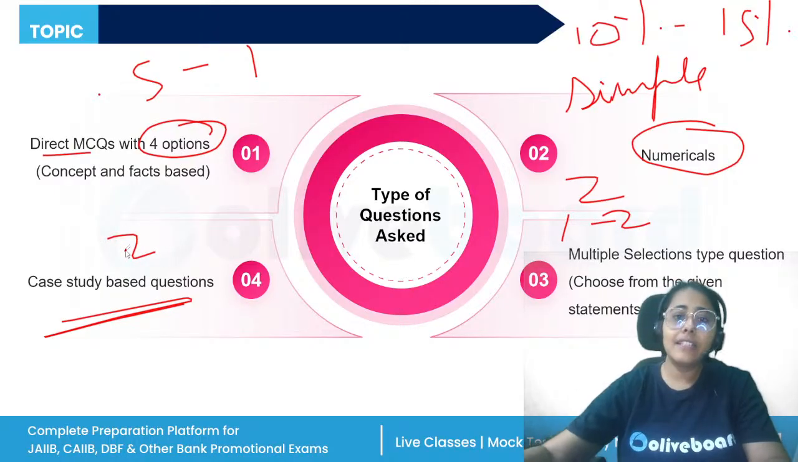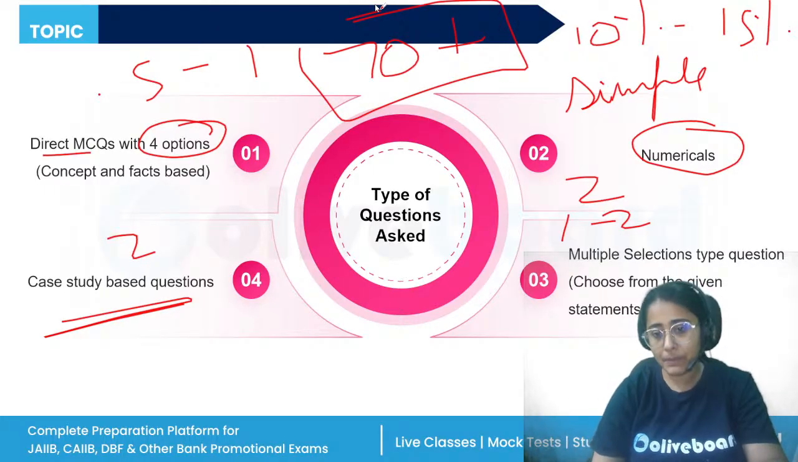You can easily score 70 plus in your RBWM paper. But you'll have to follow the correct strategy. Do not waste your time on the low priority areas or those topics that are tough.